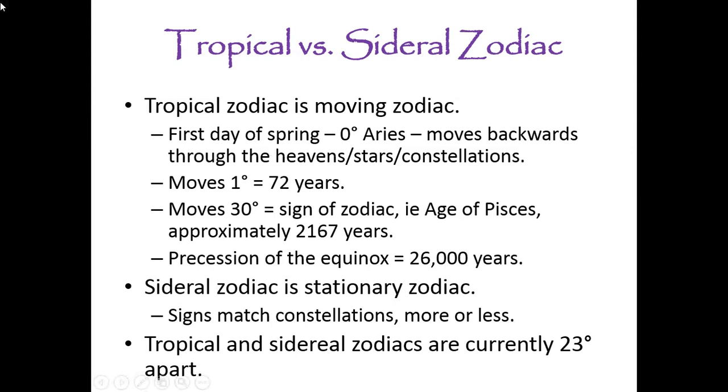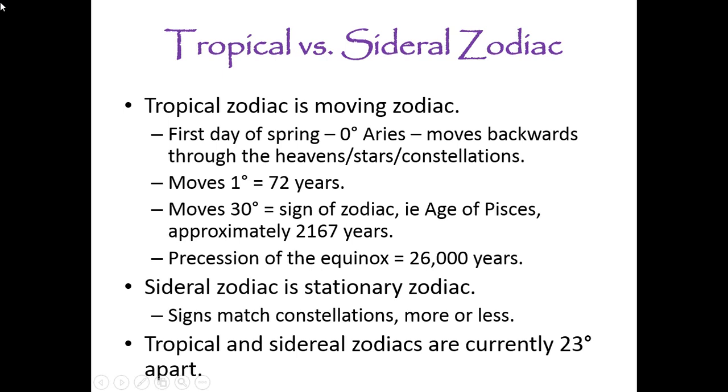The tropical zodiac versus the sidereal zodiac. Tropical is moving. Sidereal is the actual constellations. So in the tropical zodiac, that first day of spring, which is 0 degrees Aries, is a moving point in space as we look out into space, into the celestial spheres, as they call it. And this first day of spring moves backwards along the ecliptic, the sun's path. That first day of spring moves backwards through the heavens or the stars or the constellations.